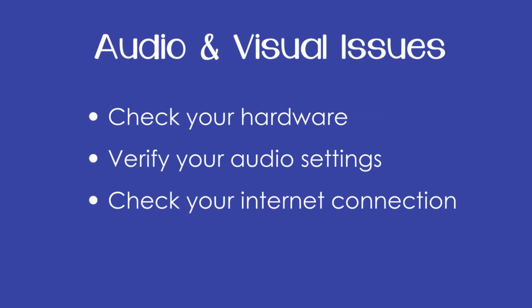For audio and visual issues, the first thing you would want to do is check your hardware. This means ensuring your microphone, webcam, and speakers are properly connected and functioning correctly. The second thing you would want to do is to verify or adjust your audio settings. This means you are verifying that your audio and video settings in Teams are configured correctly. And lastly, you would want to check your internet connection. A slow or unstable internet connection is the most common cause of audio and video quality issues during virtual meetings. If you are experiencing video issues, one of the first things you should always check is your internet connection.